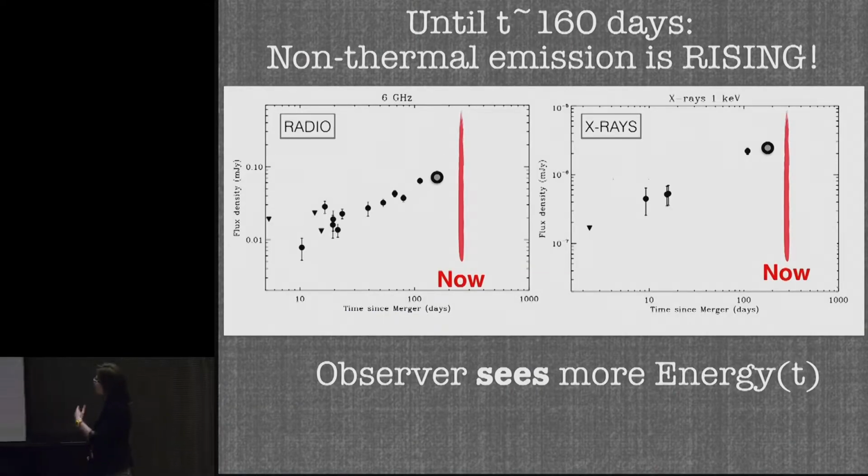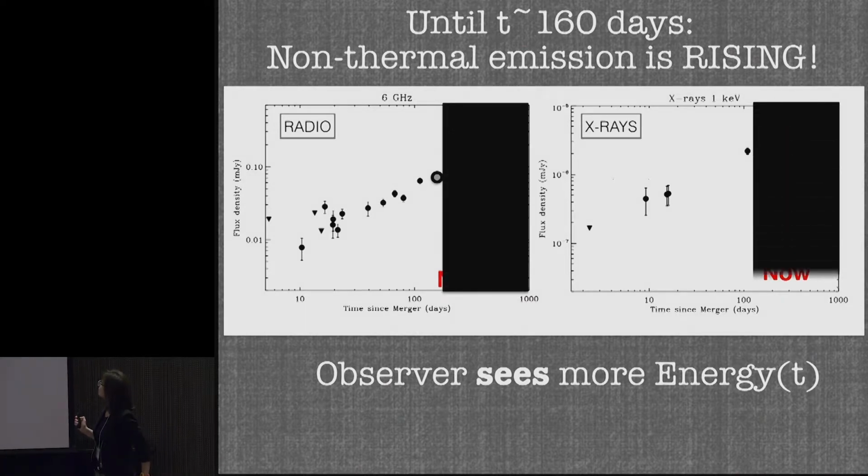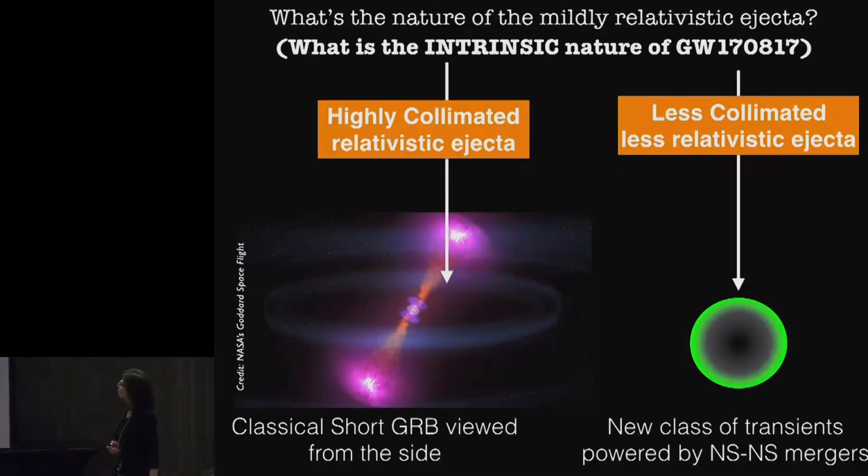So I told you that until 160 days, let's say to 100 days, the emission was increasing with time, which means that from the observer point of view, the amount of energy per unit time is increasing. So let's just concentrate on the pre-peak, and then I'm going to tell you what's going on right now. And as with anything in life, if you see something increasing, it can be either fake or real. And I'm going to get into a little explanation of what I mean here.